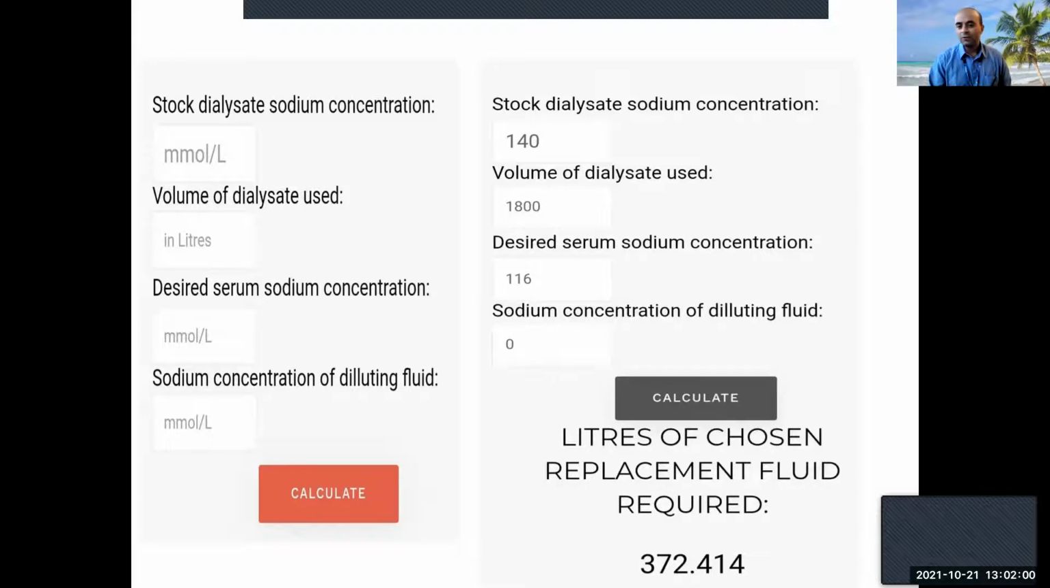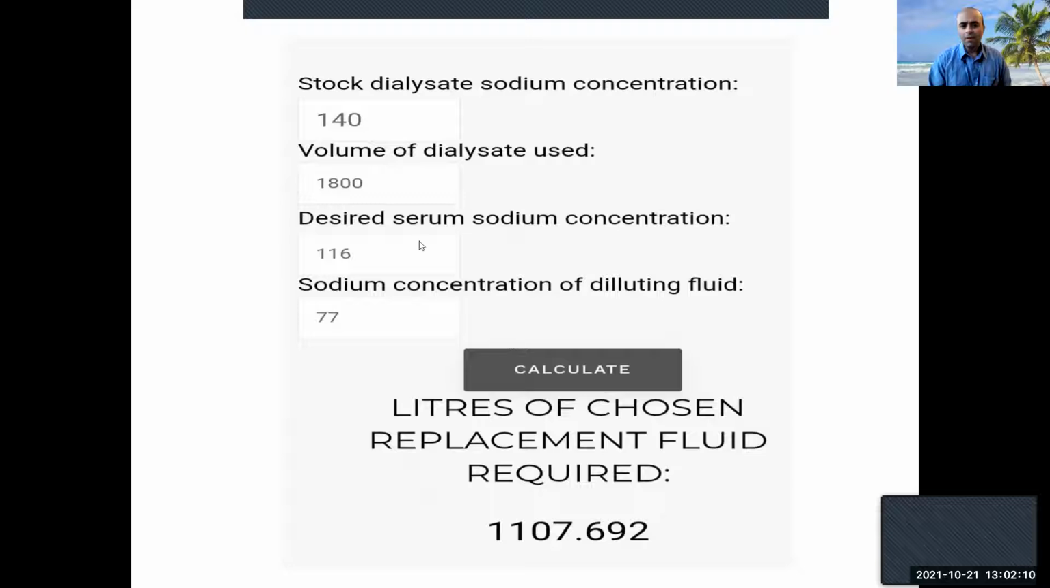After that, you calculate, and it gives you the amount of replacement D5 water to give the patient. I am using D5 water here because it is zero sodium. If I choose half normal saline, each liter has 77, by the same equation: 140 is the dialysate sodium, this is the volume of dialysate, and the desired sodium is from 110 to 116. This calculation will give you 1,100 as a replacement, to protect your patient from overcorrection with hyponatremia.